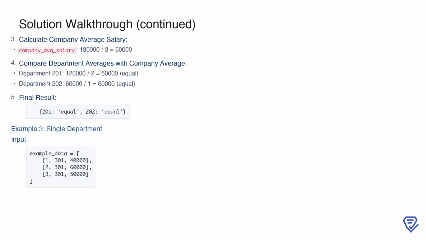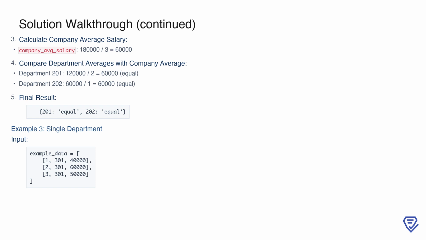To compute the company's average salary, we divide the total salary of 180,000 by the employee count of 3, resulting in an average of 60,000. This matches the salary of every employee in the input data. Next, we calculate the department averages.